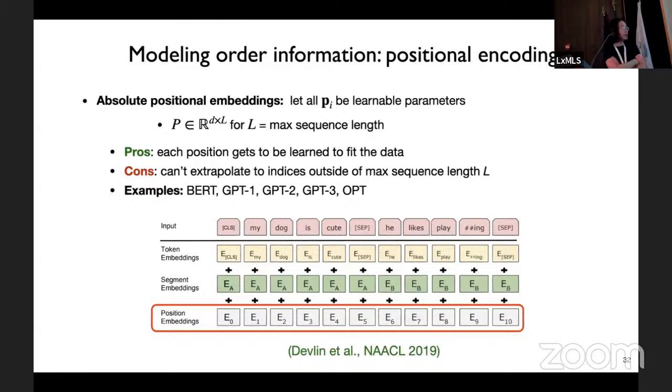Let me give you one example here. This is from the BERT paper. I will also talk about that later. The first row here is basically the input embeddings. You can ignore the second row here. And the third row is the position embeddings. So essentially for every single position there is a P_i, so E0 to E10. All these embeddings should be learned from the data. This is actually from the BERT figure in their paper.